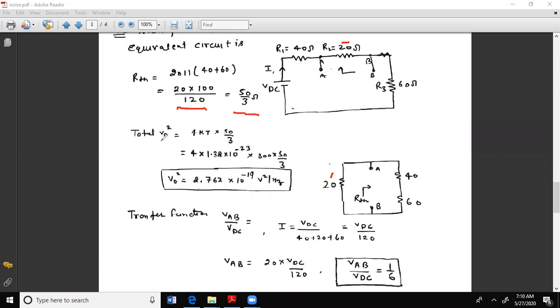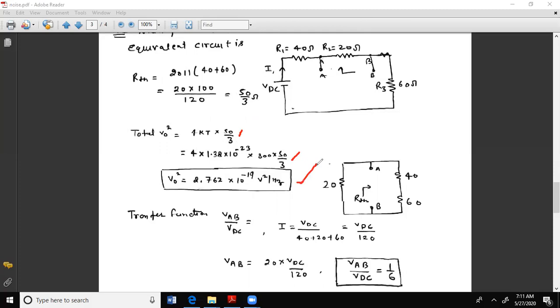So the total noise power Vn square, remember that by default we always consider del f already divided out, so this is in that unit. The total noise power Vn square is 4kT multiplied by 50 by 3. After putting in the values, the total noise power is equivalent to this term.